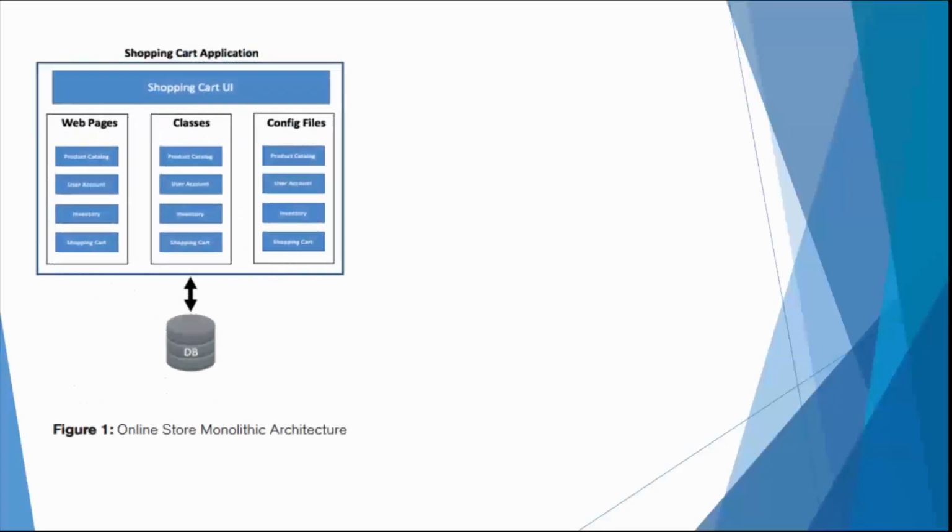So first, let's take a look at the online store monolithic architecture. A standard shopping cart application has an interface, the shopping cart UI, and then of course our web pages contain the product catalog, user account, similarly the classes in the middle, and then the config files on the right side of this diagram, all contained within one DB or database. This is the standard method of the shopping cart application that you see online.